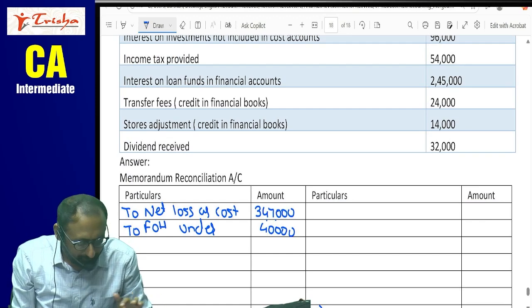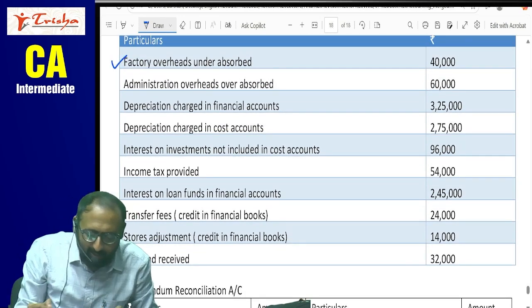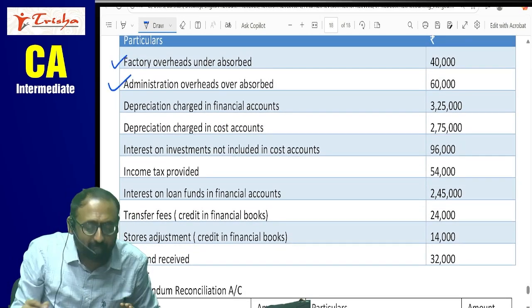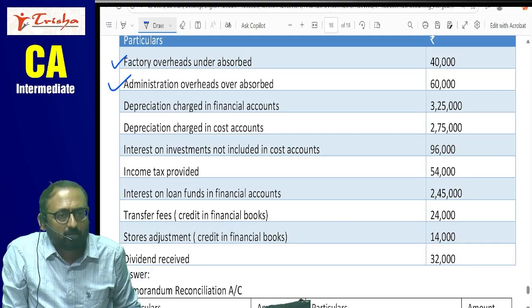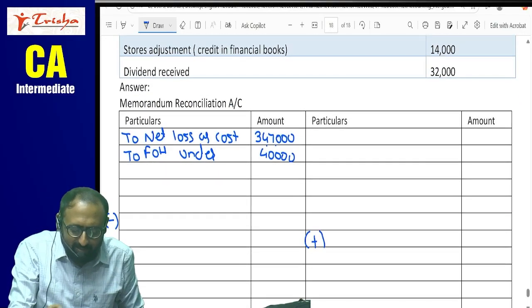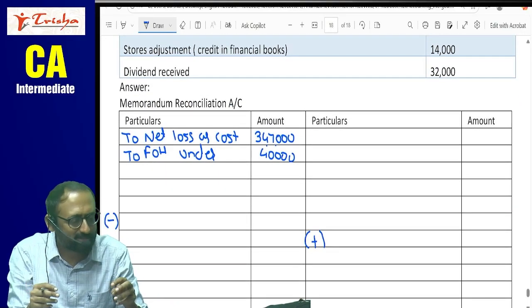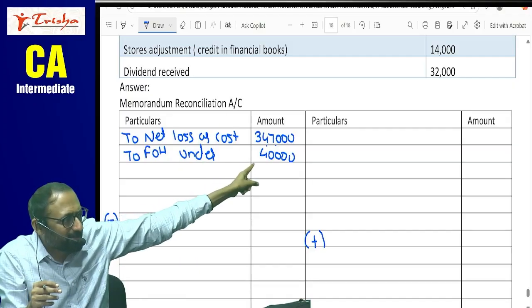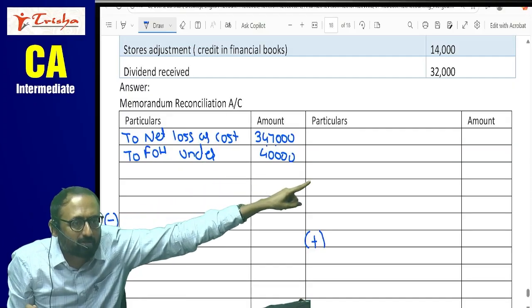Yes, sir, debit side. Next one completed. Administration overhead over absorbed. Fast answer, sir. Administration overhead over absorption. Sir, in examination, don't do like this continuously. If under absorption is written onto the debit side, over absorption will be written onto the credit side.